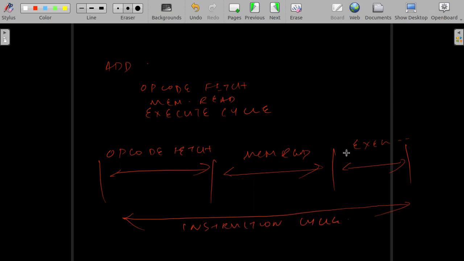With this I am winding up the topic of machine cycles. Once you go through different instructions and the different processes of executing an instruction, you can create the timing diagrams for different instructions. Okay, thank you.